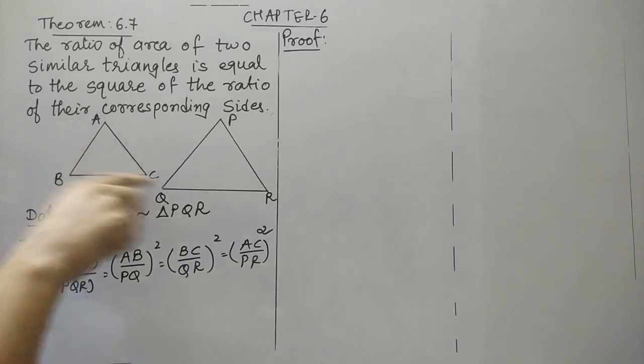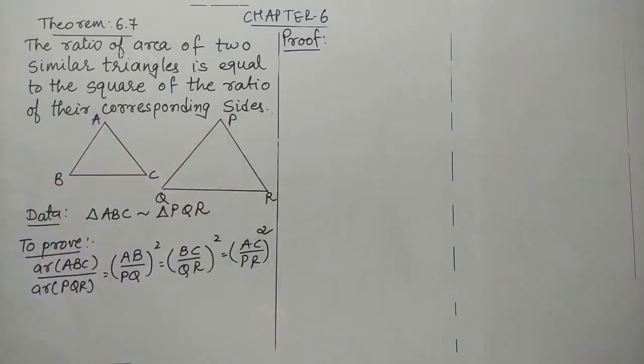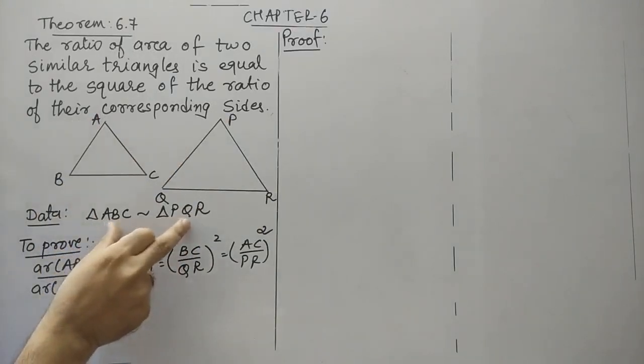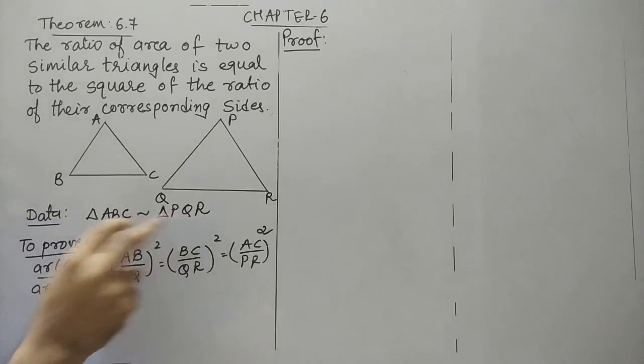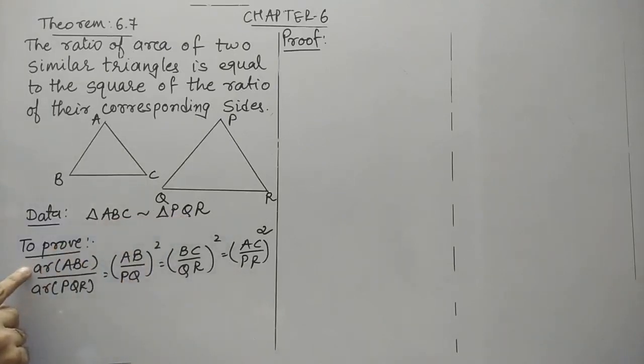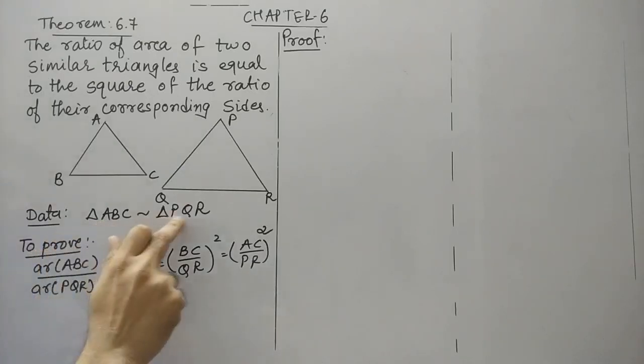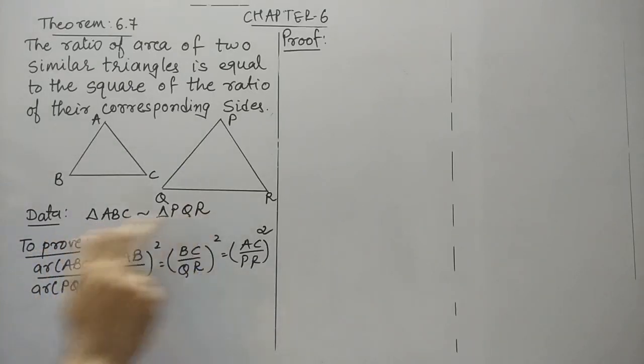Here I have taken the two triangles ABC and PQR, where triangle ABC is similar to triangle PQR. We need to prove that the ratio of the area of triangle ABC to the area of triangle PQR is equal to the square of the ratio of their corresponding sides. We know that the corresponding sides are AB and PQ, BC and QR, and AC and PR. This is what we need to prove in this theorem.